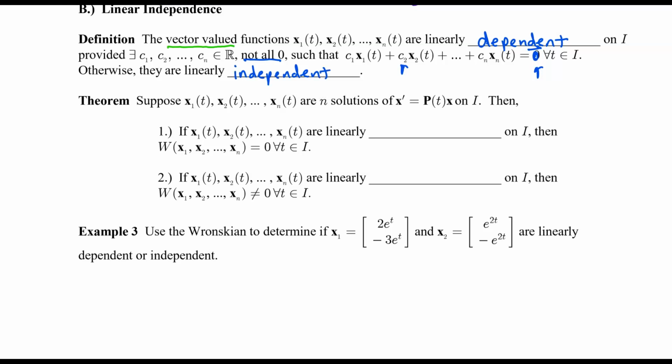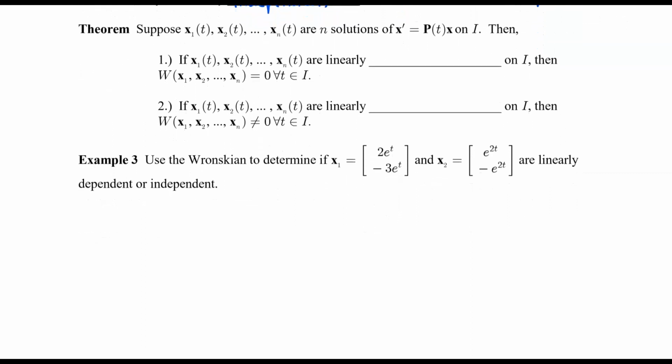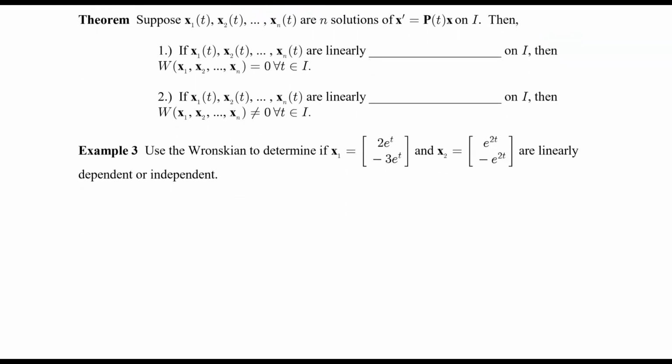So what's a quick and easy way to test for this? If you have a lot of different solutions with many dependent variables, how do you tell quickly if you have linearly independent solutions? Well, like we did in section 2.2, we can use the Wronskian. The Wronskian is going to be just a little bit different when you have a system. The Wronskian, hopefully you'll remember, is a determinant, right? Suppose x sub 1, x sub 2, x sub n are n solutions of the matrix system X prime equals P of t X on I. Notice we are dealing with a homogeneous system here.